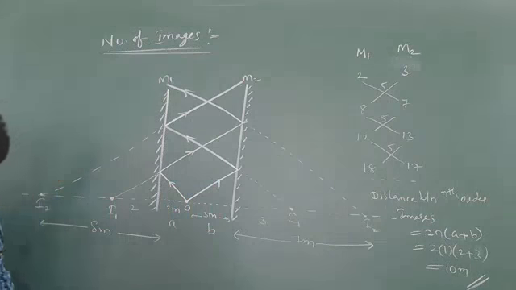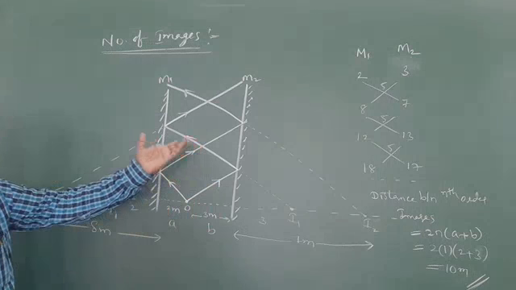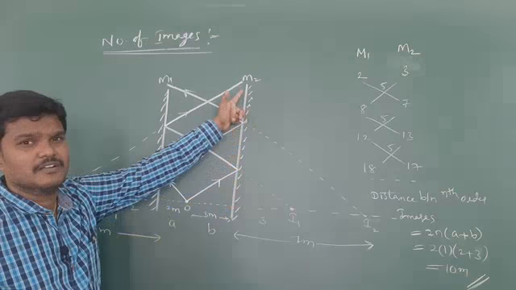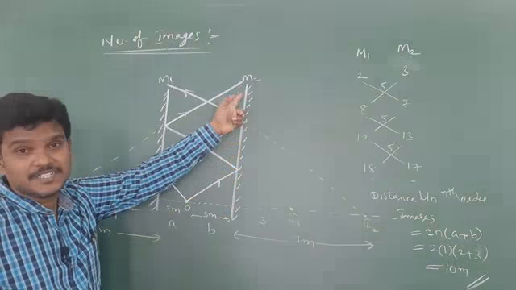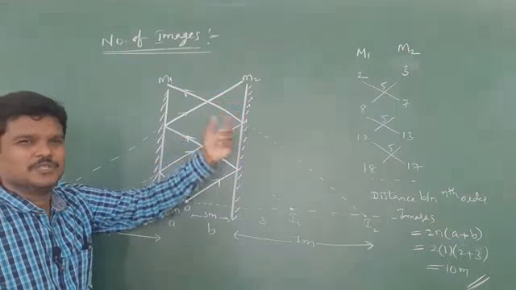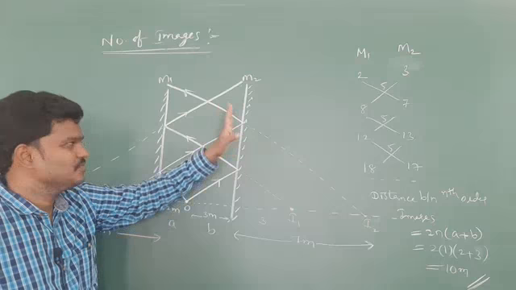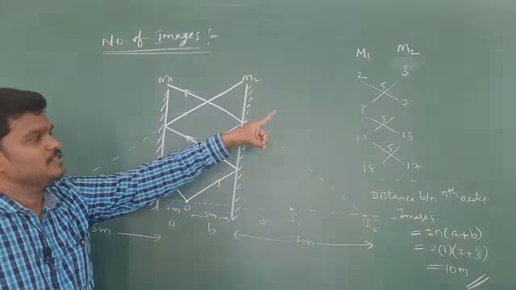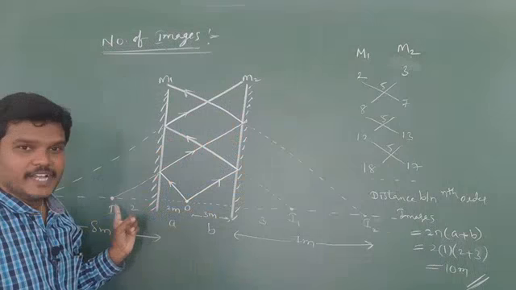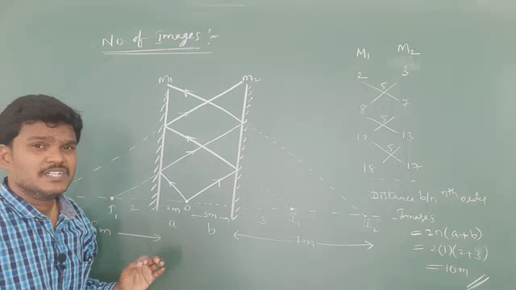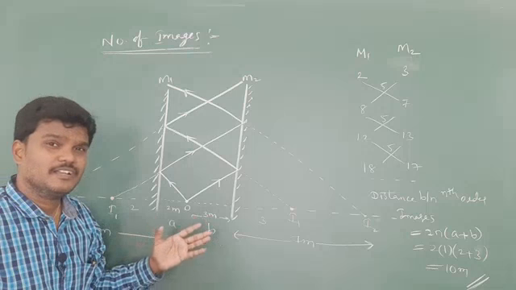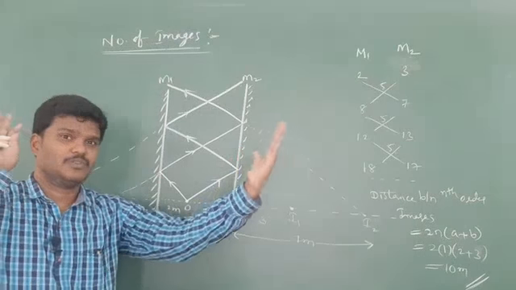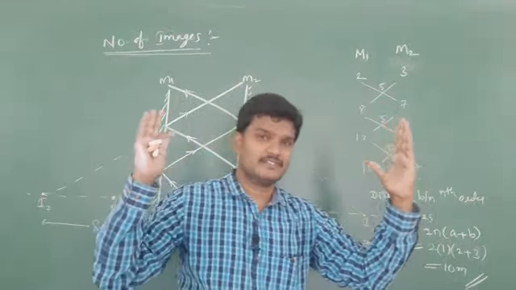So they can give any type of question. What is the distance of the fourth image from the second mirror? Virtual or real, leave it. Fourth image from the second mirror is 17 meter. Fourth image from the first mirror is 18. What is the distance between fourth order images on either side?